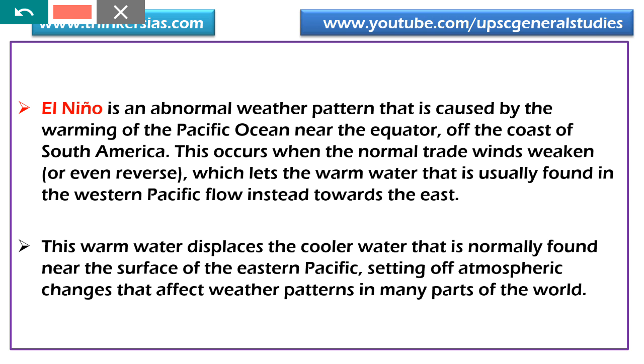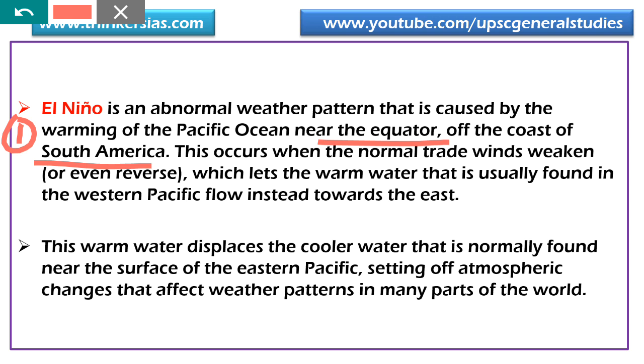El Nino is an abnormal weather pattern. Please remember it is an abnormal weather pattern that is caused by various factors. These factors include warming of the Pacific Ocean near the equator off the coast of South America. The second factor is that the normal trade winds weaken during El Nino events. Third is that warm water usually found in the Western Pacific flows towards the east during El Nino events. So these three factors cause the El Nino.